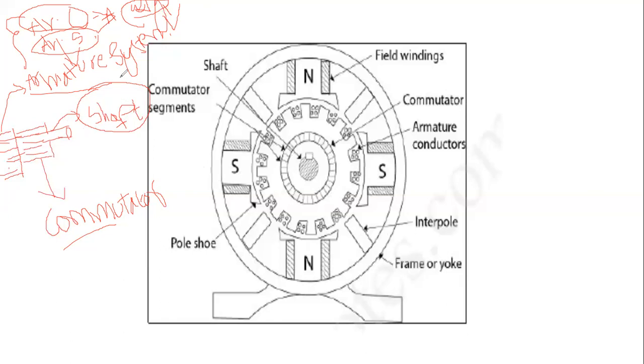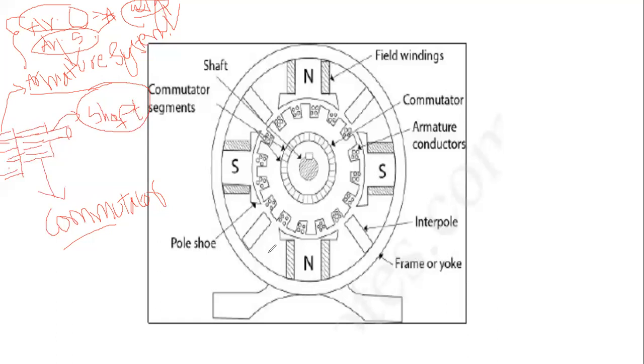These are the three parts in the DC machine. First, the frame or yoke. It is the outermost cover of a DC machine. Understand? It gives complete support for all the inner parts of a DC machine, and it also gives support for the poles. The poles are fixed to this yoke.